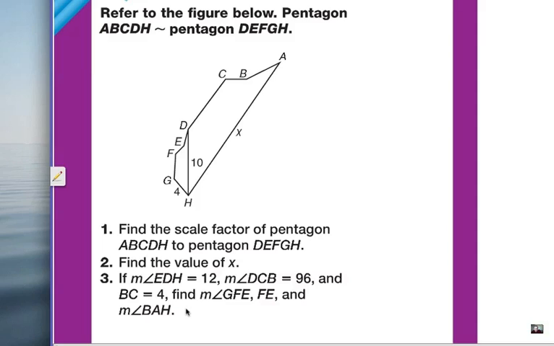All right, so pause the video and take a piece of paper, and I would advise you to redraw the two pentagons so that they're side by side and turned the correct way so you can really look at the similar corresponding parts. All right, good luck.